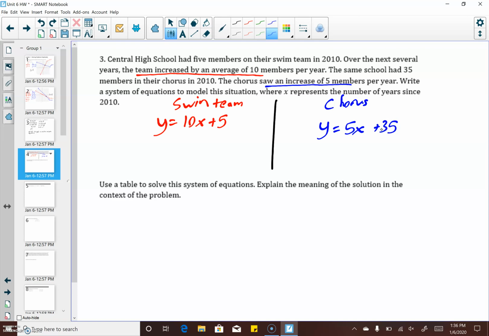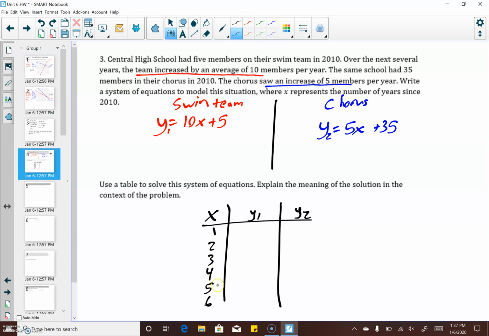So now what we want to do is we want to use a table to solve this system of equations, and we want to explain the meaning of the solution. So I'm going to make the swim team y1, and I'm going to make the chorus y2. And what I'm going to do now is I'm going to make a table based on what I would see in the calculator. So if we start at 0, we already know those. Those are our y-intercepts, 5 and 35. So we're going to start at 1. And I'm just going to make a list here for a while to see what I get.